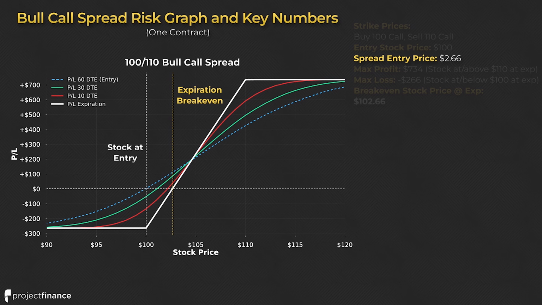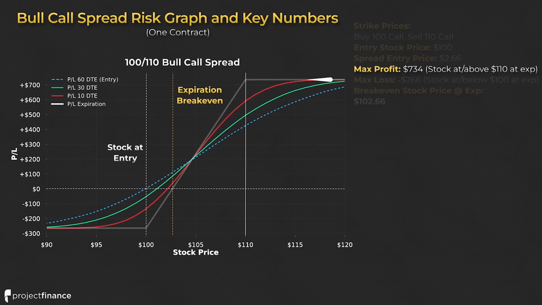If the stock price is at or below $100 at the time of expiration, this spread will expire worthless, and I will be left with the maximum loss potential of $266, which is the amount I paid to enter this spread. The maximum profit potential, however, occurs if the stock price is at or above $110 at the time of expiration. And this means that the stock price is at or above the short call strike price of $110. If that's the case, then I will make $734 on this position.